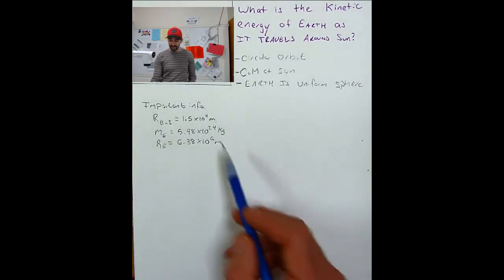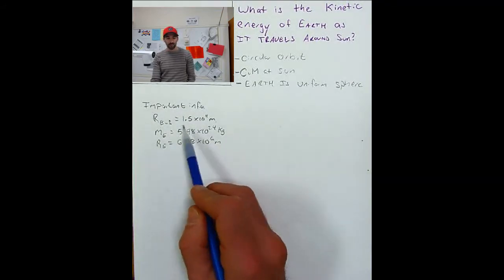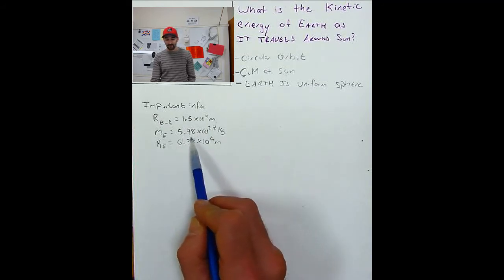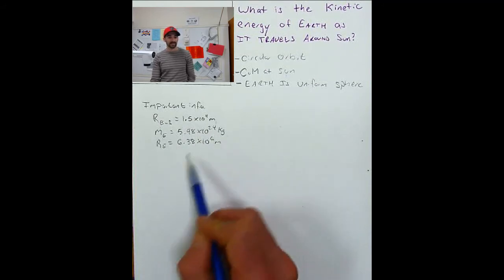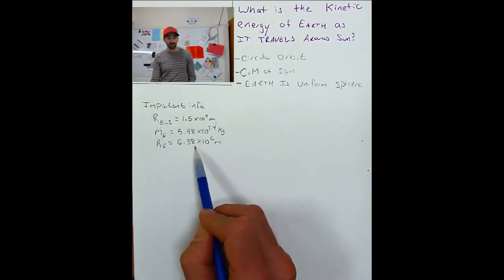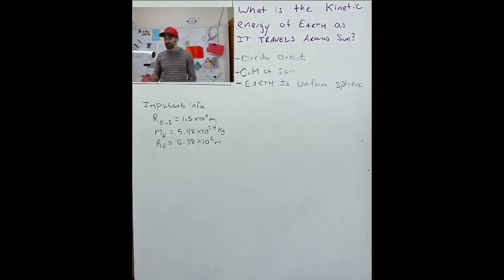Now you can also see that I wrote down some important information we're going to need. Here I have the radius of the Earth to the Sun, 1.5 times 10 to the 11th meters. Here I have the mass of the Earth, 5.98 times 10 to the 24th kilograms. And last, the radius of the Earth of 6.38 times 10 to the 6th meters. Now, as always, I do suggest that you try this problem before you just watch me solve it. Then keep going frontwards and backwards, seeing how we did.